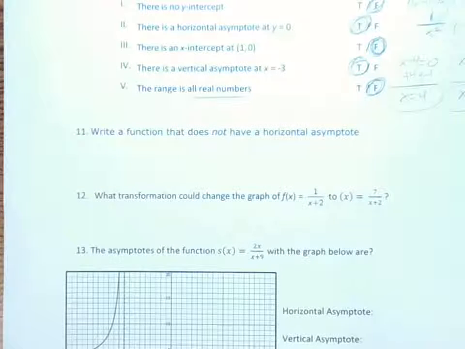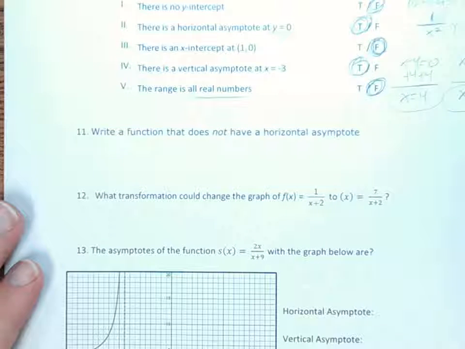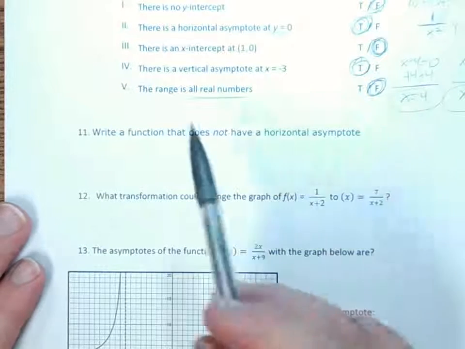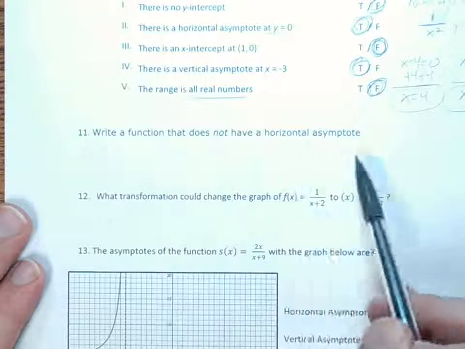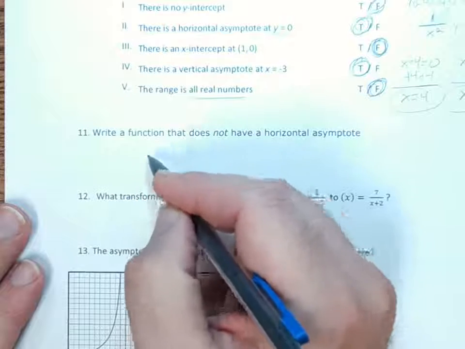So here on the Unit 6 example question set, I'm looking at question 11. On your test, this again will be a multiple choice type of question. It will say, pick the function that doesn't have a horizontal asymptote. So you'll just have 4 options and you go, oh, that's the one right there.